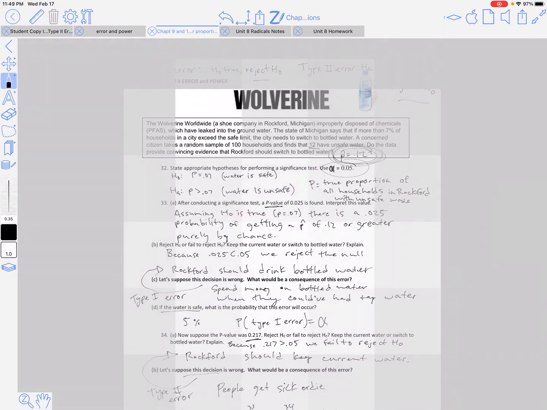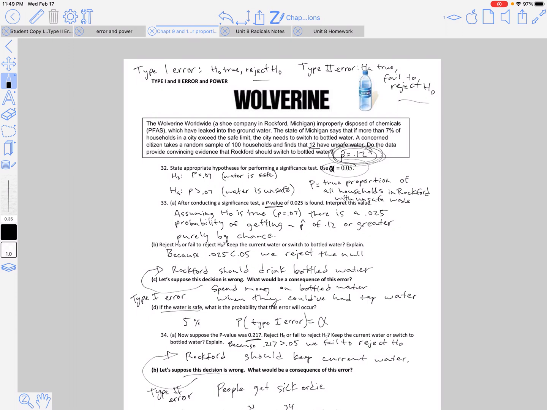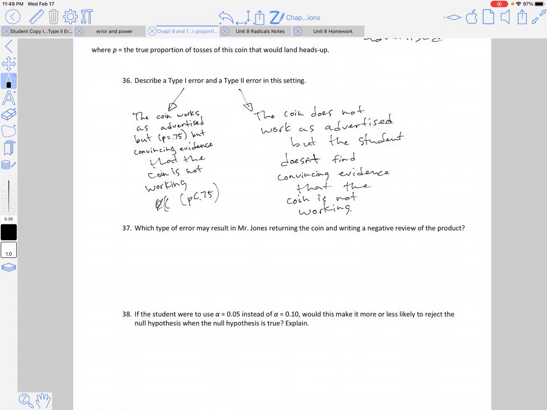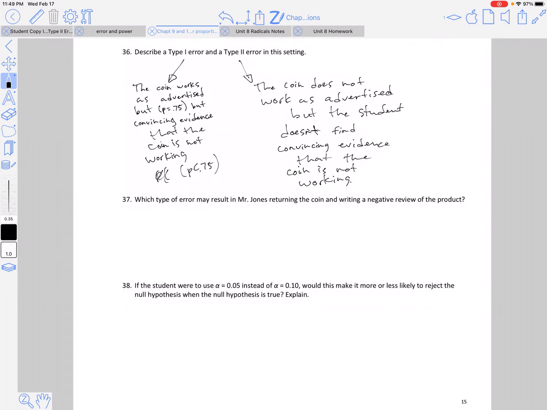All right, so again, type 2 error, remember, the alternative was true, but we failed to reject the null, so we went with the null. Okay, so read through that and think about it. Which type of error may result if Mr. Jones returns the coin and writes a negative review?